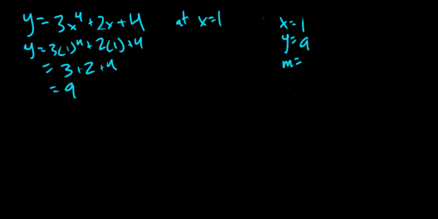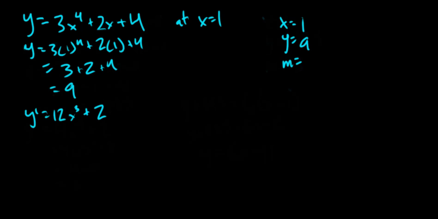How do we do this? Well, all we have to do is take the derivative of y. So y prime, power rule, is equal to 12x cubed. Then the constant multiple rule, so plus 2x, the derivative of that is 2. And then the derivative of any constant, in our case 4, is 0.